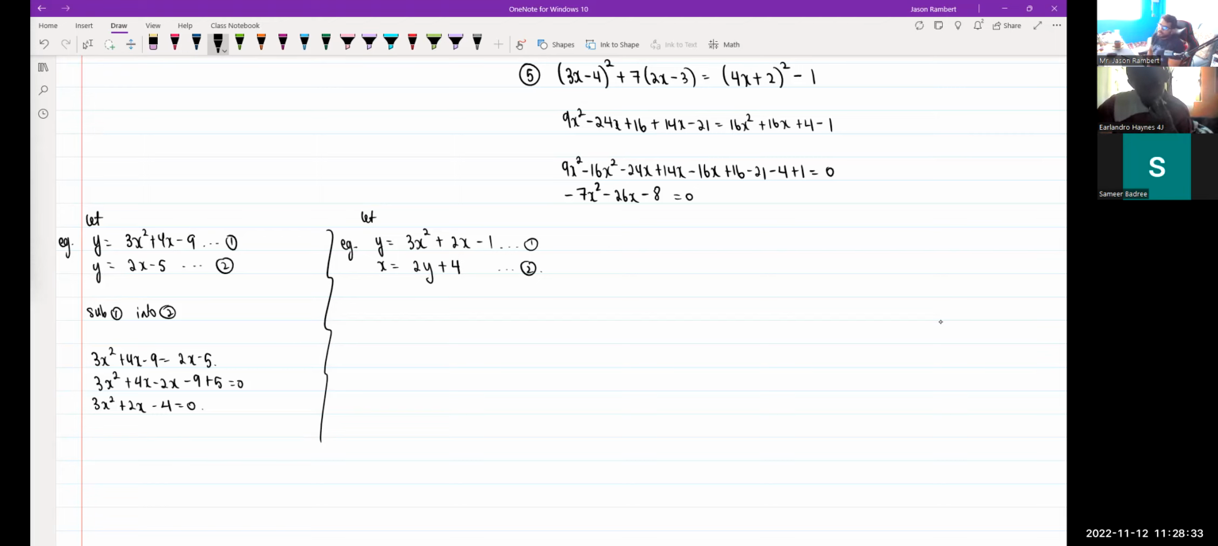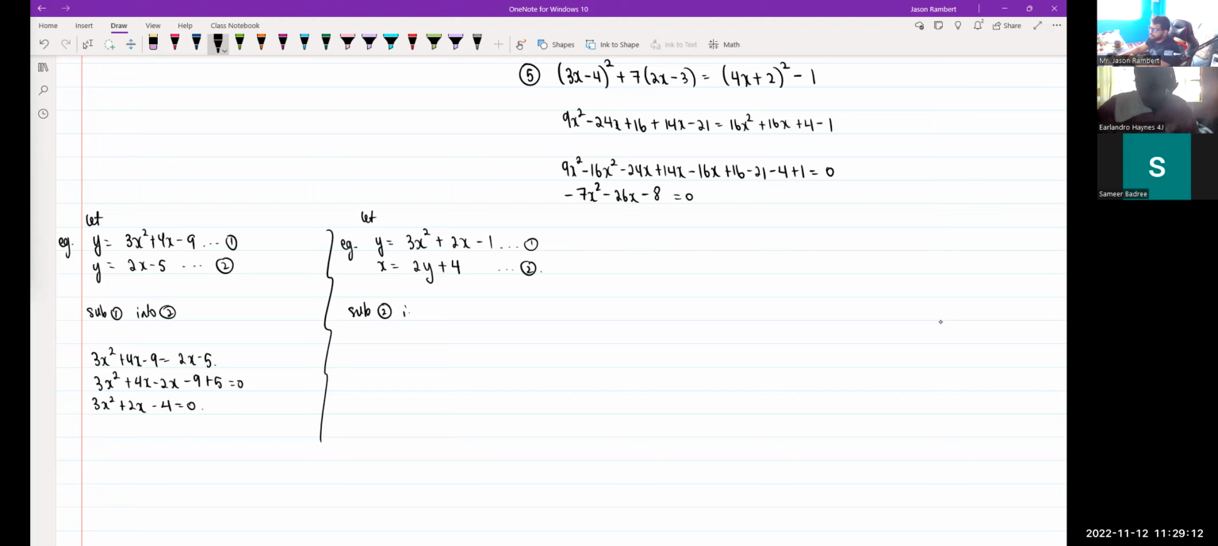But in the event a question comes like this, I can do one of two things. I have y is equal to something, and then I have x is equal to something. I can either substitute 1 into 2, and wherever I see y, I put 3x squared plus 2x minus 1. And if I'm substituting 2 into 1, wherever I see x, I'll put 2y plus 4. For the sake of practice, I'm going to substitute 2 into equation 1.